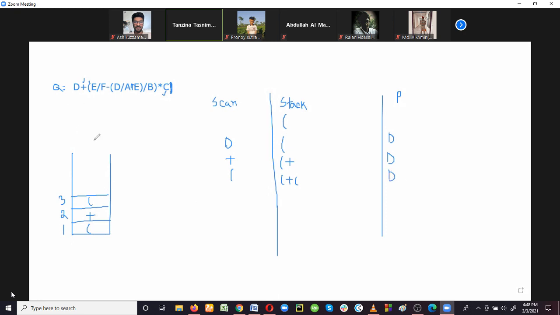Again we'll scan this infix notation. Now we can see that there is an operand, right? After this scanning process, we got an operand, so it will be stored in the postfix notation. The postfix notation already has one operand, that is D. After D we can store E. And what about the stack? The stack will not be changed. Still it has three elements: left parenthesis, plus, and left parenthesis. Again scan the infix notation. Now we got an operator. So where are we going to place it?